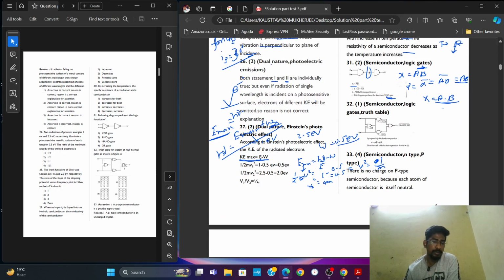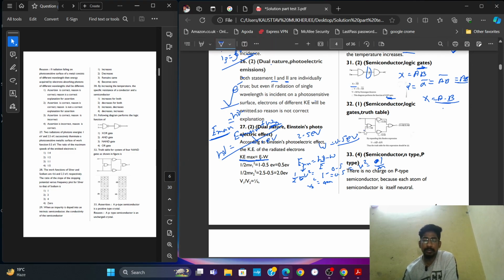Okay, the truth table is given for this logic gate. Four NAND gates are there. You have to predict which one is the logic gate out of the following options, right? So for the NAND gate, the output is equal to AB bar, right?